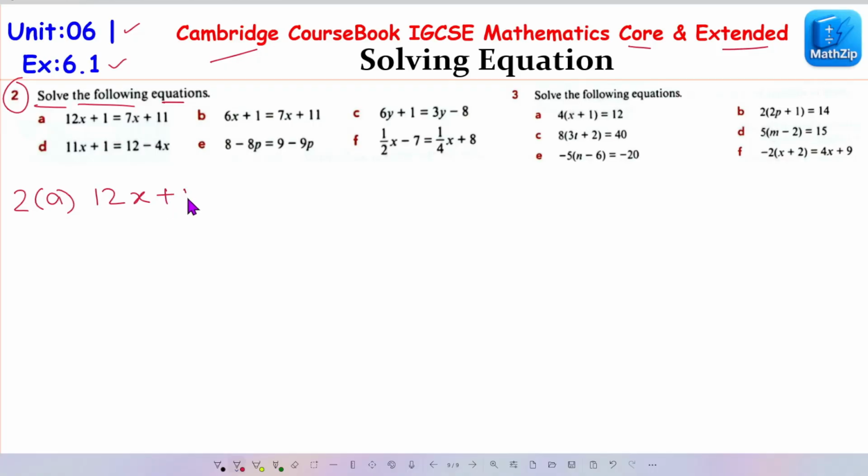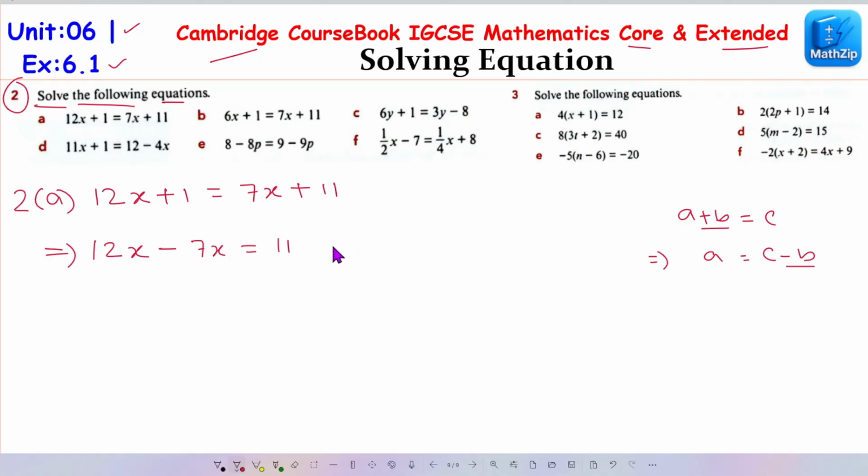12x plus 1 equals 7x plus 11. So we know a plus b equals c, we can write a equals c minus b. This plus b becomes minus b on the right side. Similarly here, 12x minus 7x equals 11 minus 1. This plus 1 becomes minus 1, and this plus 7x becomes minus 7x. Now 12x minus 7x will be 5x equals 11 minus 1, which is 10.